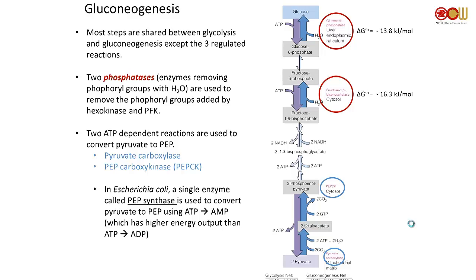Now in E. coli or some other bacteria, there's this thing called pyruvate synthase. They can take pyruvate to PEP by using ATP to AMP energy. And remember that ATP to AMP has more energy than ATP to ADP.